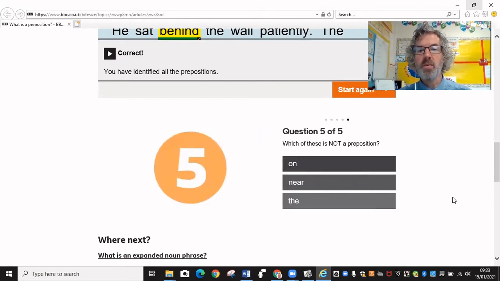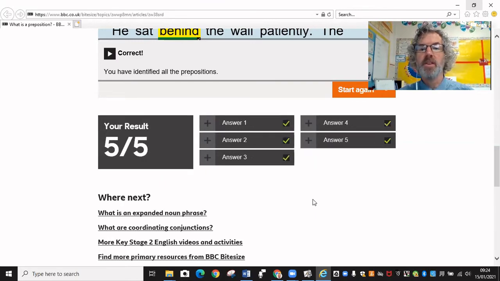Final question, which of these is not a preposition? On, near, the. Well, on definitely answers where, near answers where, the is a determiner, so that is not a preposition. So how do you get on with your score? Hopefully you managed to get 5 out of 5 as well.